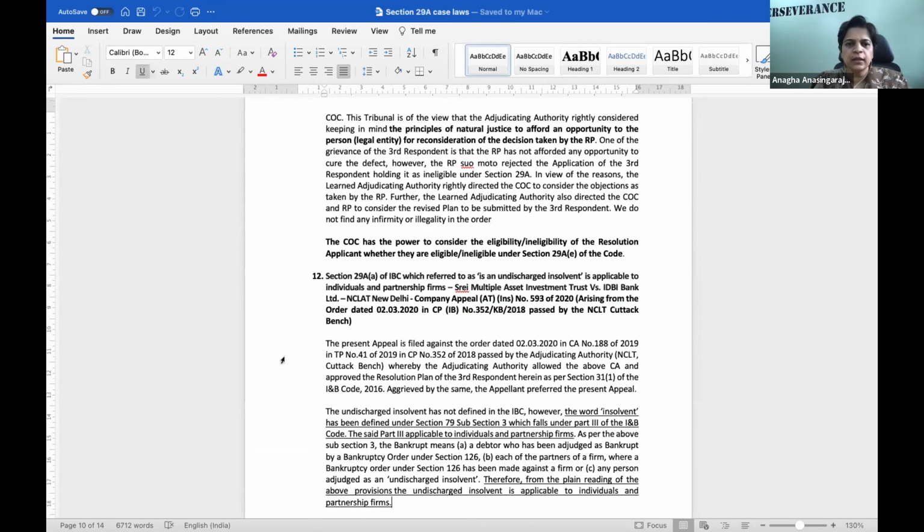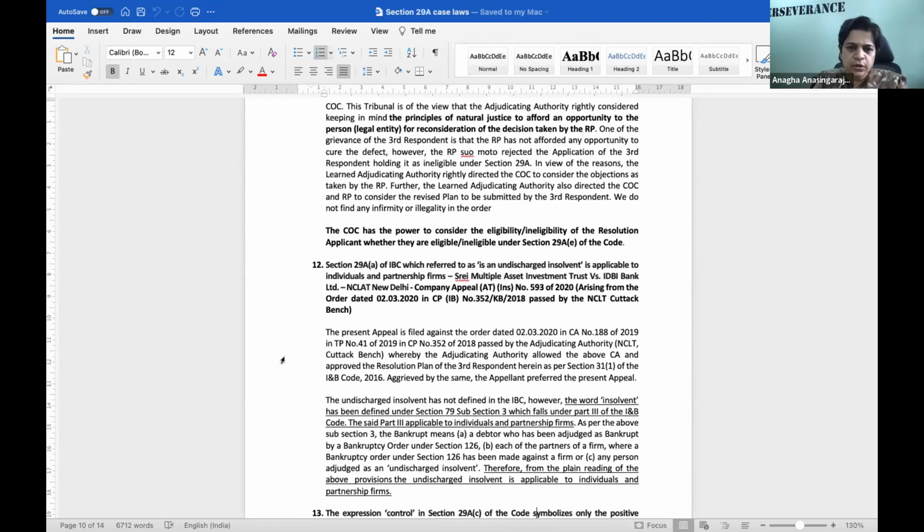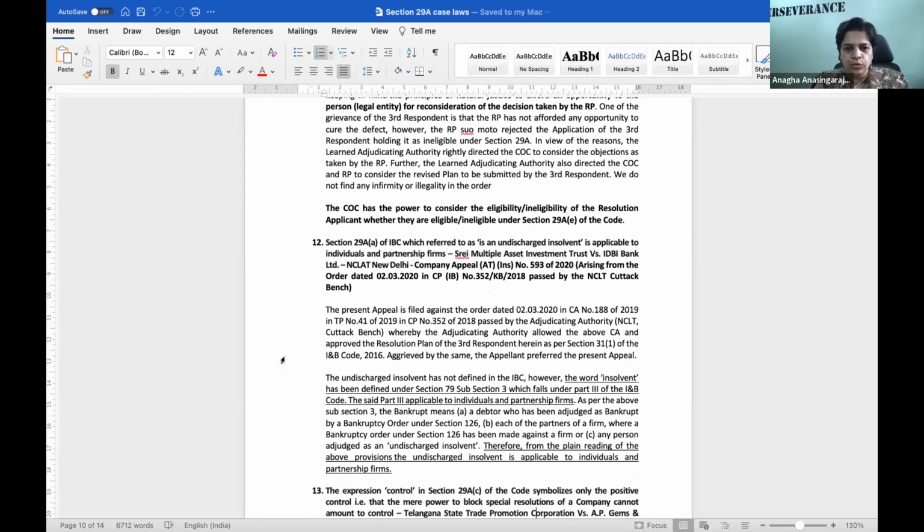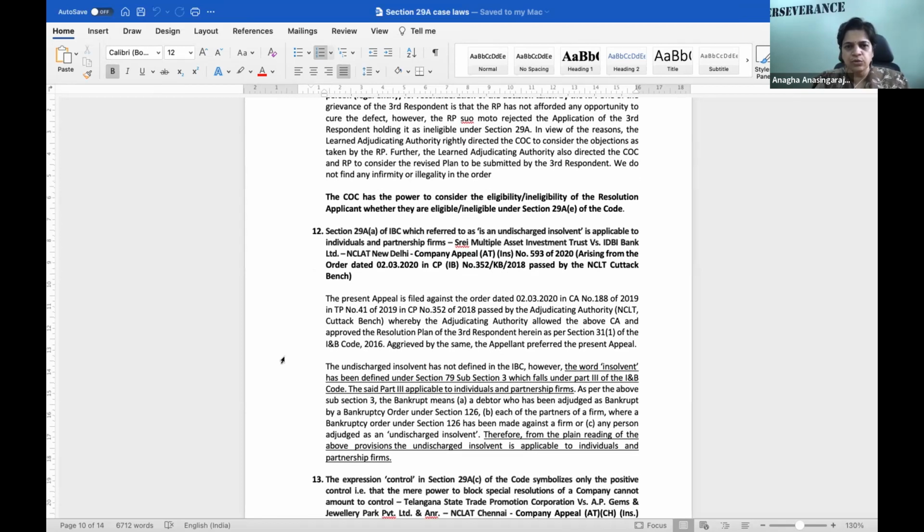Then the 12th one, section 29A of IBC, which refers to an undischarged insolvent, is applicable to individuals and partnership firms. So the question as to where it is going to be applicable was decided as regards the undischarged insolvent. Now it was held that the undischarged insolvent is not defined in the IBC. However, the word insolvent has been defined in section 79, subsection 3, which falls in part 3 of the code.